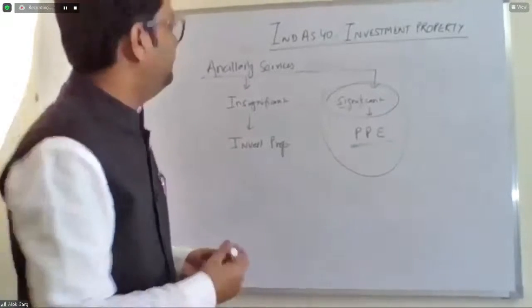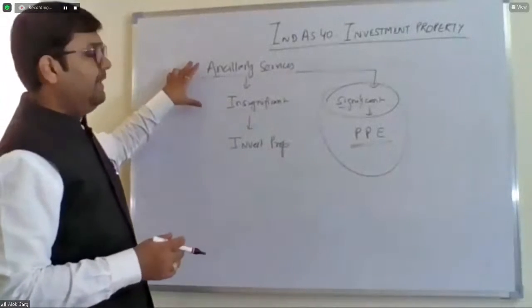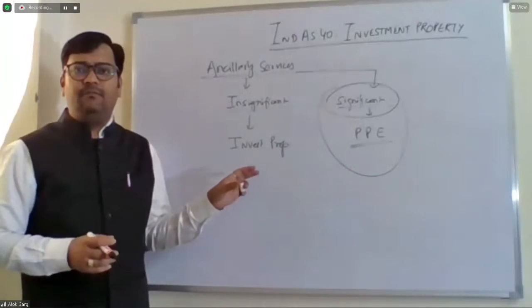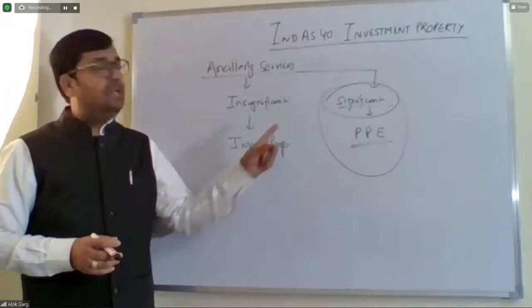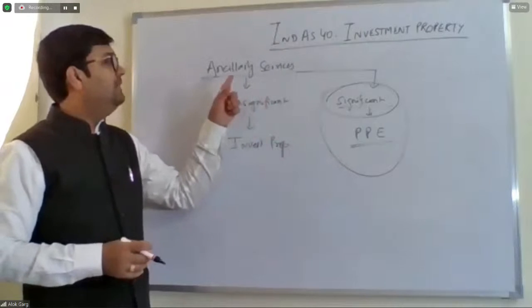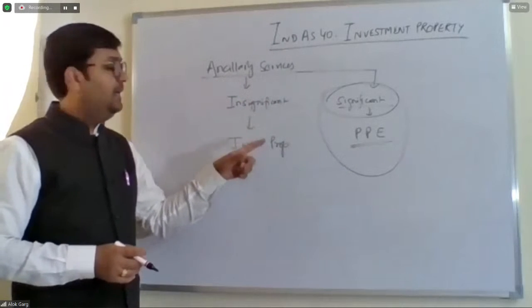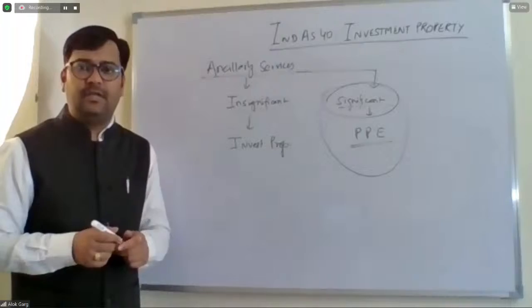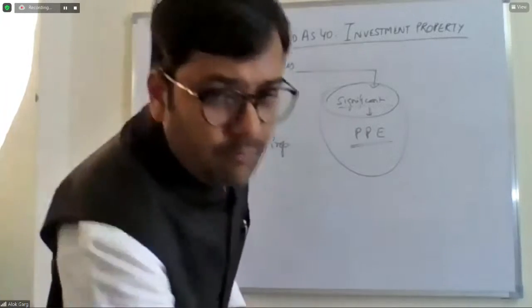Have we understood this concept with the example of a hotel? If the ancillary services are significant, then it is shown as property, plant and equipment. If the ancillary services are insignificant, it will be considered as an investment property. Now one more concept.